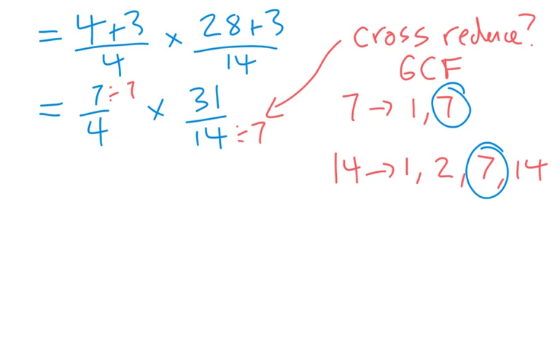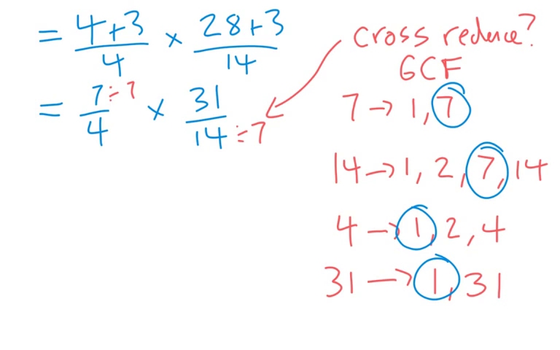Before we do that, let's take a look at the other set of numbers which are across from one another. So we're going to take a look at 4 and 31. 4 has the factors of 1, 2, and 4, while 31 has the factors of 1 and 31, making 31 a prime number. As you can see here, the greatest common factor is only 1. So I'm going to write this in, but it's kind of redundant because anything divided by 1, as you know, stays the same. So let's simplify this. 7 divided by 7 is just 1. 4 divided by 1 is 4. 31 divided by 1 stays 31. 14 divided by 7 is 2.